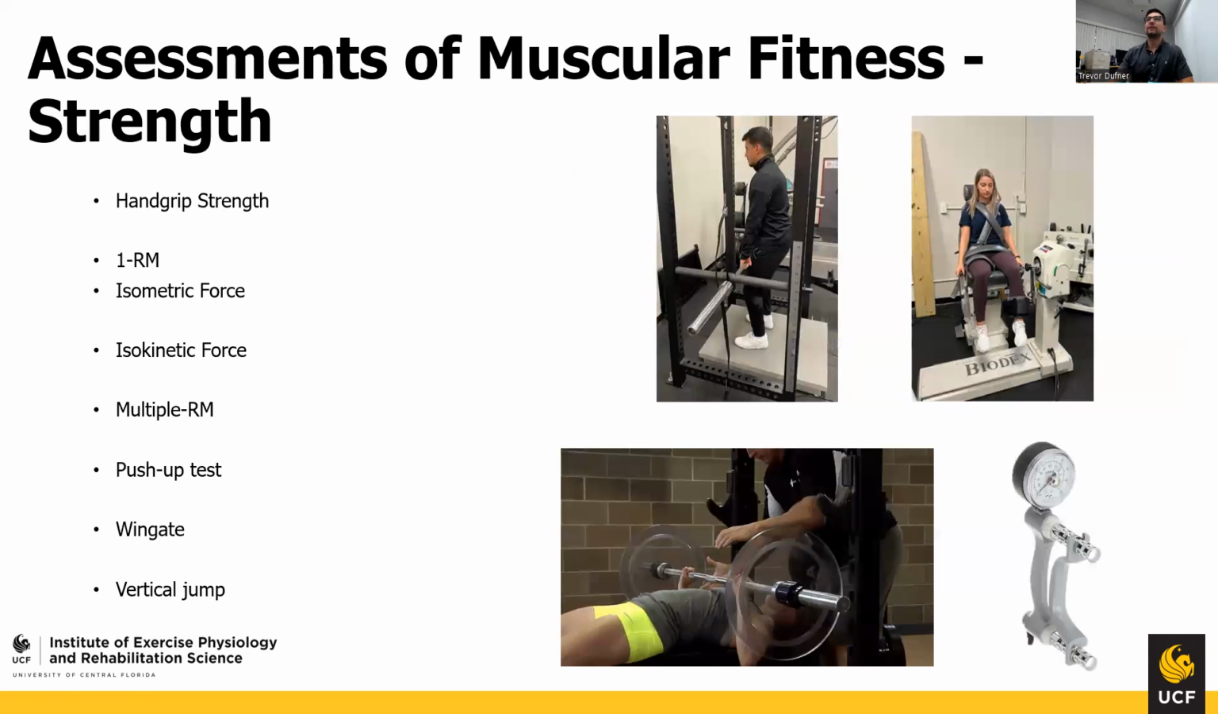Next, we're going to talk about assessments of muscular fitness and strength. So we're talking about a few of them here: hand grip strength, 1RM testing, isometric force, isokinetic force, multiple RM testing, push-up tests, Wingate test, vertical jump.